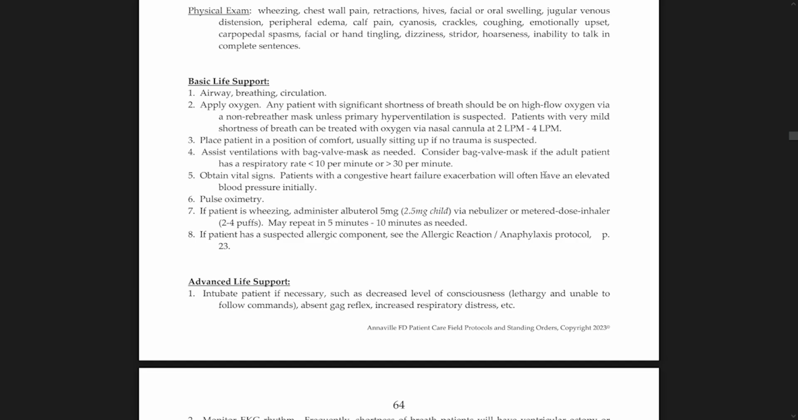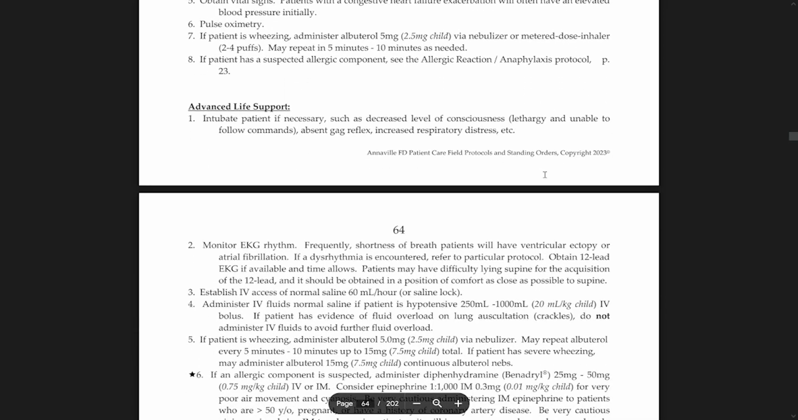Consider BVM if the adult patient has a respiratory rate less than 10 per minute or greater than 30 per minute. Obtain vital signs with the patient. If the patient with a congestive heart failure exacerbation has an elevated blood pressure reading, that can potentially be normal. Make sure you establish a pulse oximetry device on them. If a patient is wheezing, administer albuterol 5 milligrams, or 2.5 milligrams to a child, via nebulizer or a metered dose inhaler at 2 to 4 puffs. They may repeat it every 5 to 10 minutes as needed. If a patient has a suspected allergy component, see the allergic reaction or anaphylaxis protocol on page 23.